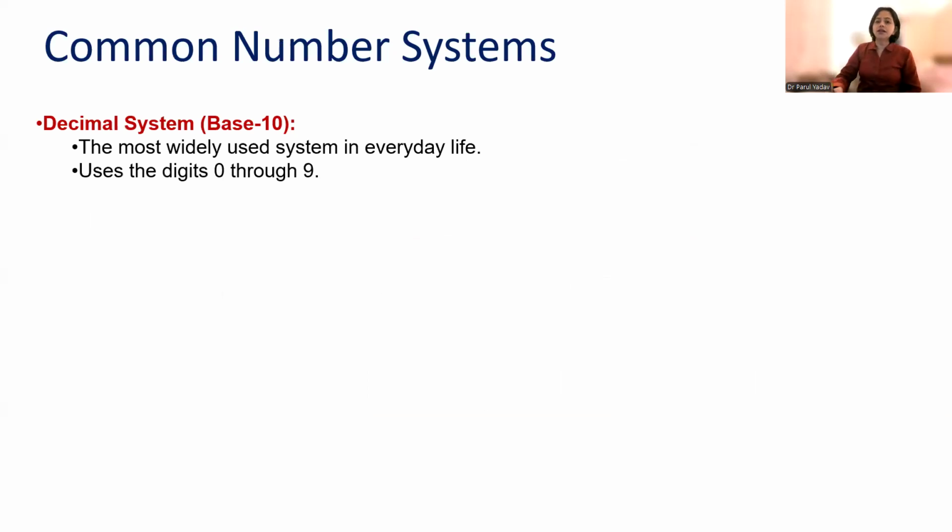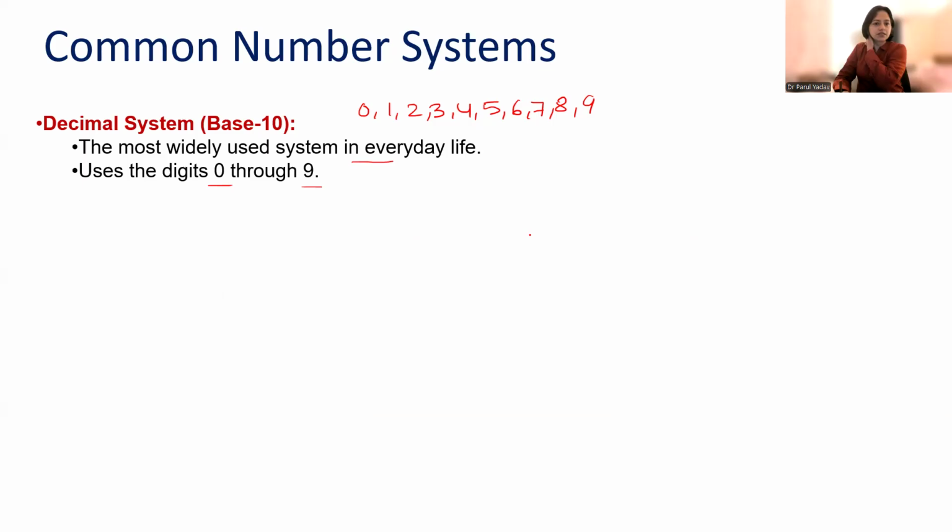So first is the decimal number system. This is a system that we use in our everyday life. Decimal number system means here base is 10. It means a number will use digits from 0 to 9, like 0, 1, 2, 3, 4, 5, 6, 7, 8, and 9. Using these digits, we will define the numbers in decimal number system.